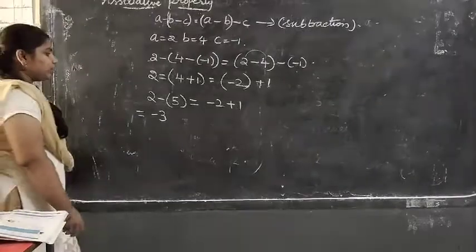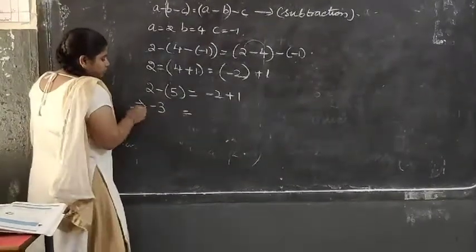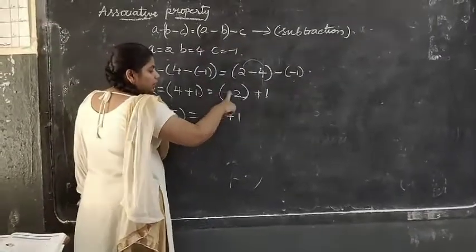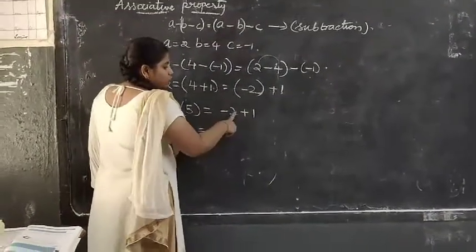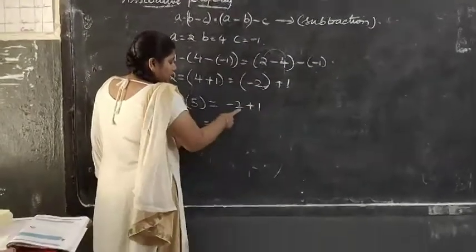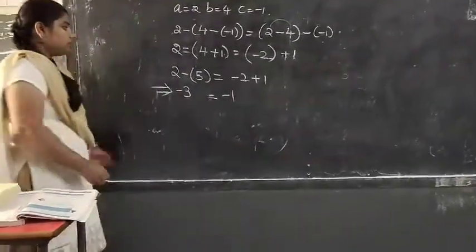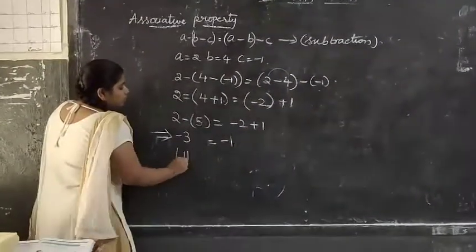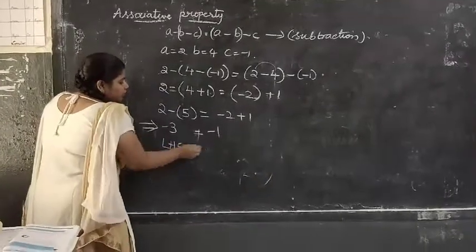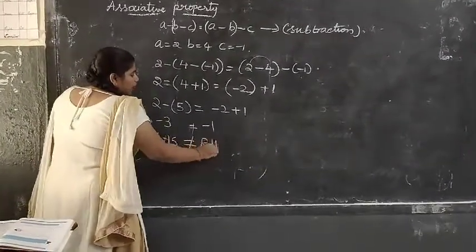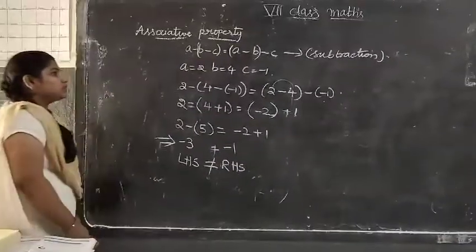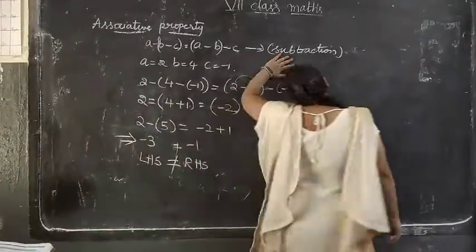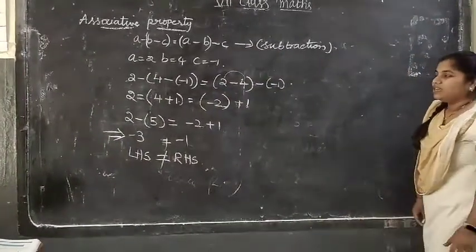So I have taken for the result the bigger number's sign. Then -2 plus 1: minus into plus will be minus. From the bigger number we have to subtract the smaller number, 2 minus 1 is 1. The bigger number's sign is minus. So in this case you got -3 and in this case you got -1. Then -3 and -1 are not equal. So LHS is not equal to RHS. So we can say that the associative property will not be satisfied under subtraction, and in the same way under division also it will not be satisfied.